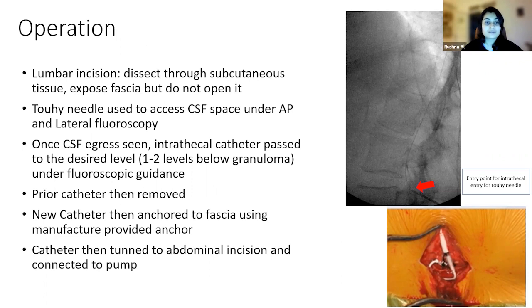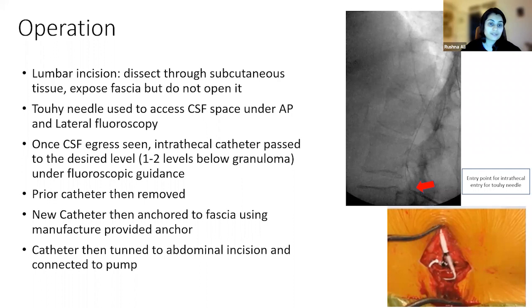For the lumbar incision, one should dissect through the subcutaneous tissue, expose fascia, but do not open it because you are going to need an intact fascia to be able to anchor your lumbar catheter to. A Tuohy needle is used to access CSF space under AP and lateral fluoroscopy. You can see the red arrow points to the Tuohy needle entering the CSF space. Once CSF egress is seen, intrathecal catheter is passed to the desired level, about 1 to 2 levels below the level of the granuloma, once again under fluoroscopic guidance.